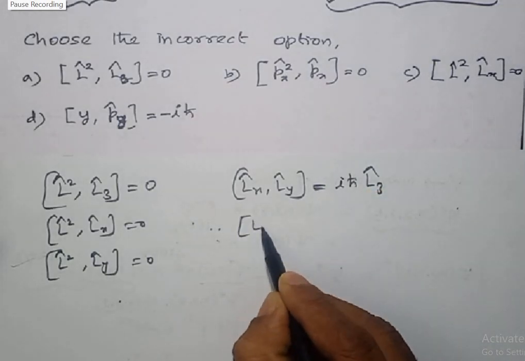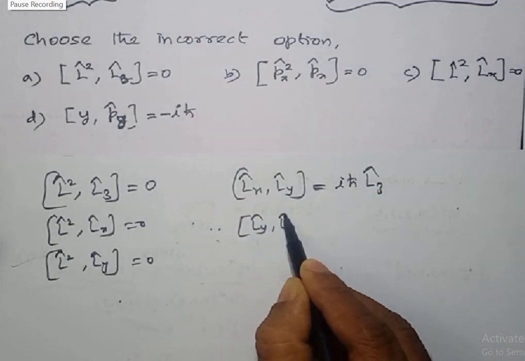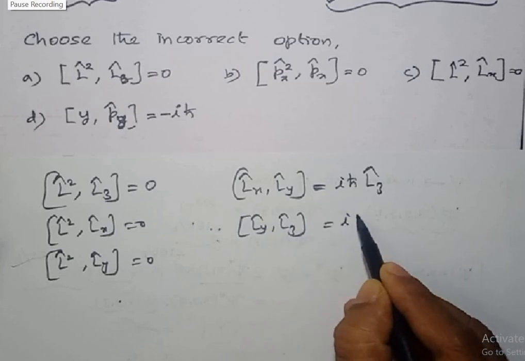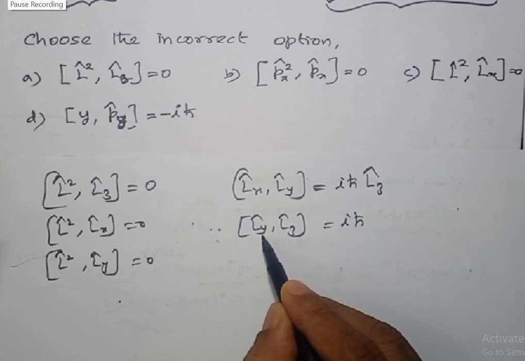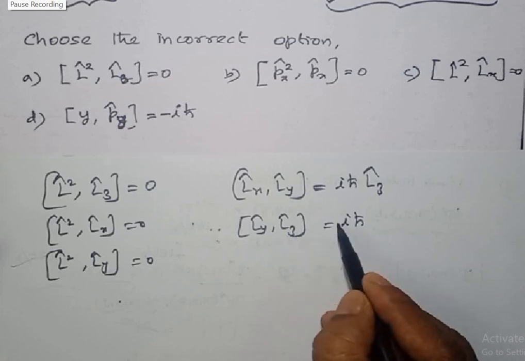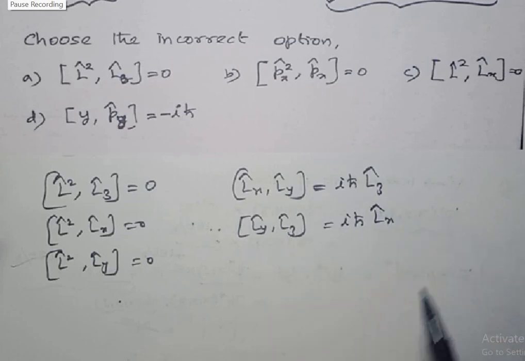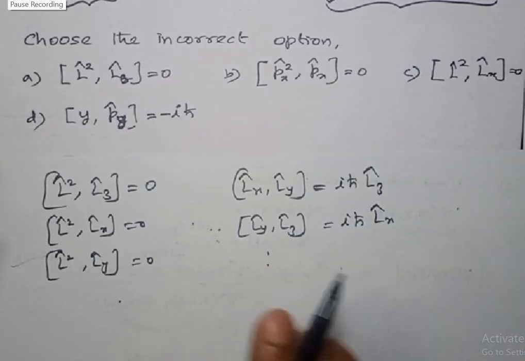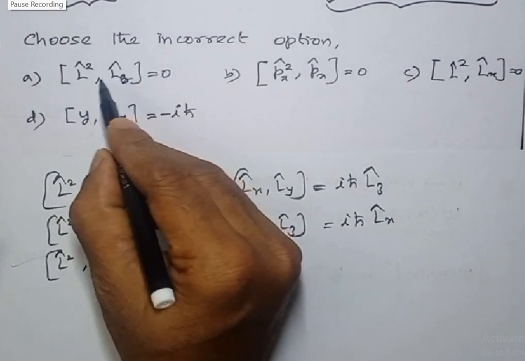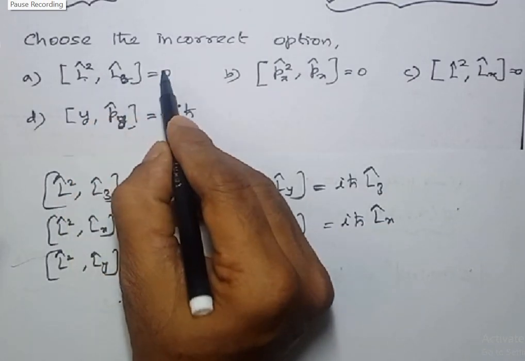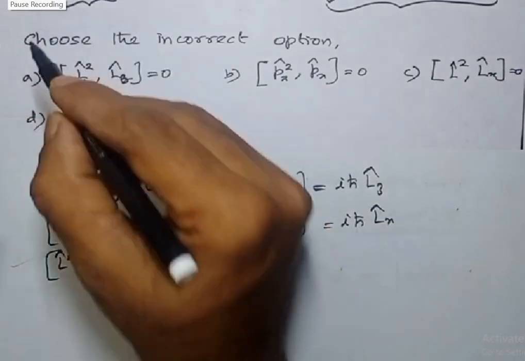Then Ly, Lz, they do not commute. You will get i h cross into Lx. After Y you have Z, after Z you should get X. Are you able to follow? Remember all the questions. So, see option A: L square, Lz commute, equal to 0 means commute. Yes, this is correct.